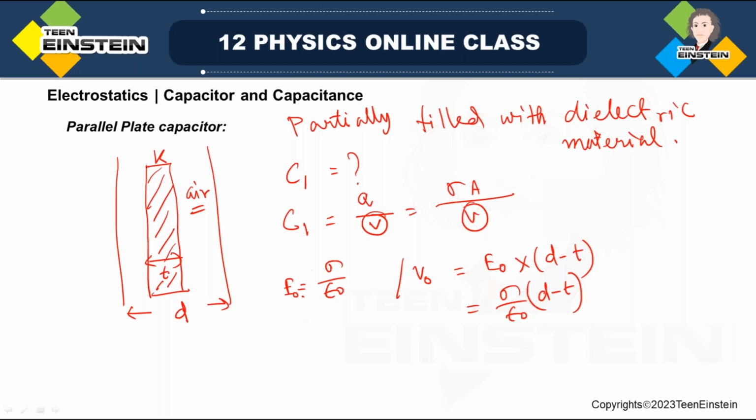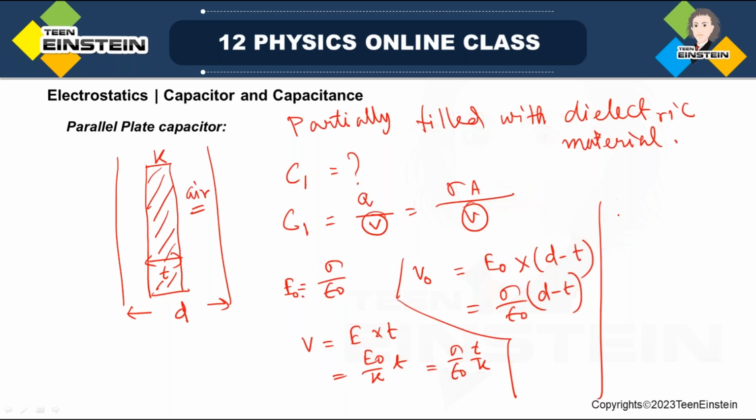Now within this material, what will be the potential? Suppose it is V. V will be E into T. What is this E? E will be E0 by K, into T. E0 is again sigma by epsilon 0, then T by K. So this is the thing. So I have got two potentials, right?